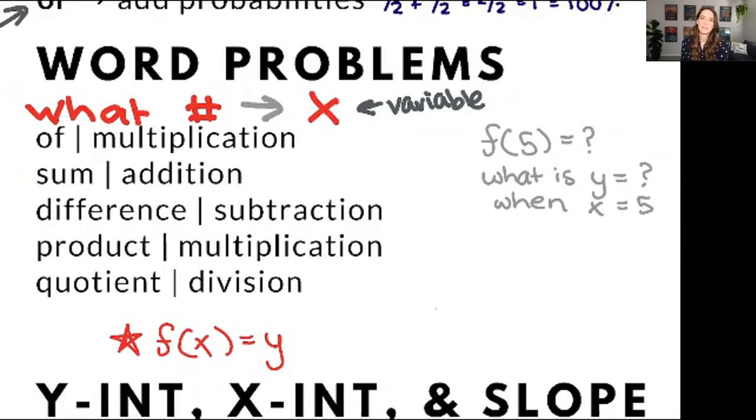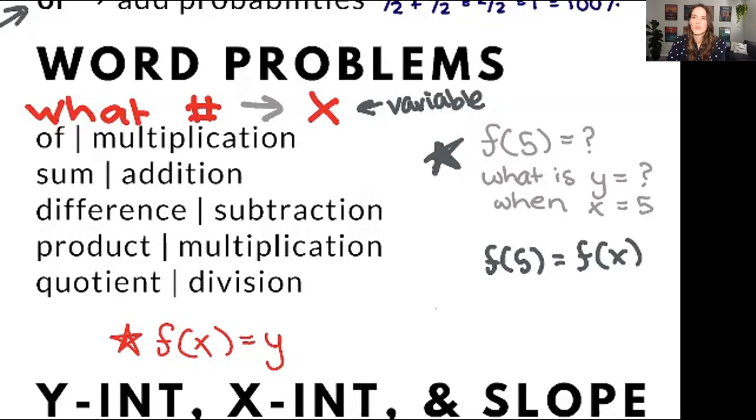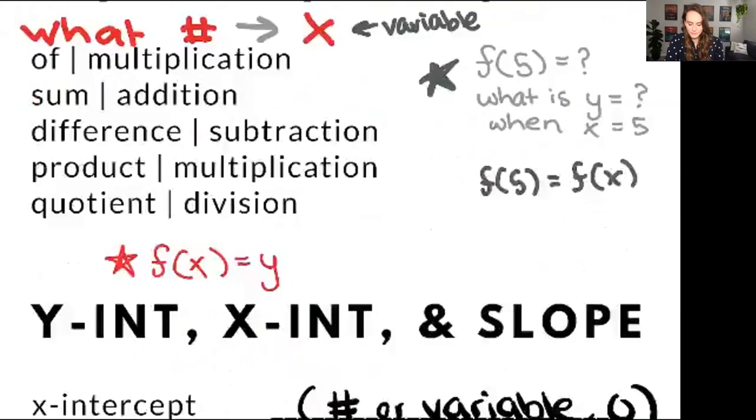One of the big ones that they love testing students on is that f of x equals y. For some reason, that can get confusing, especially up here where I have this example of f of 5 equals what. You want to be able to read that as they're really asking, what is y when x equals 5, since f of 5 is just a different way of saying f of x. So what is y, which is f of x, when x equals 5?